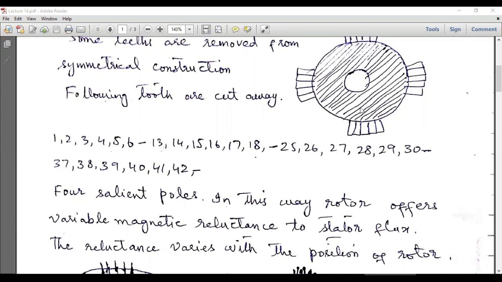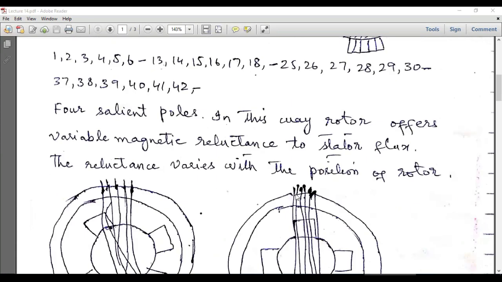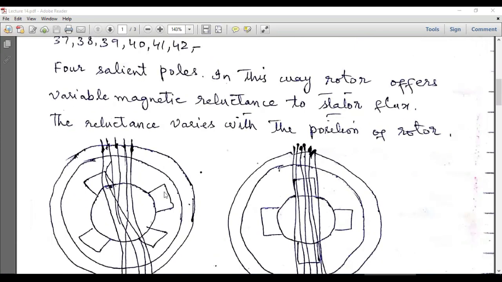So the purpose of having such a design for the rotor of a variable reluctance motor is to have a variable reluctance path for the magnetic field produced in the stator. So four salient poles are obtained, and in this way, rotor offers variable magnetic reluctance to the stator flux. The reluctance varies with the position of the rotor.